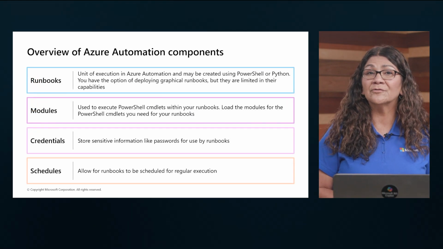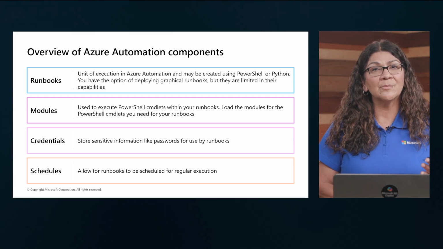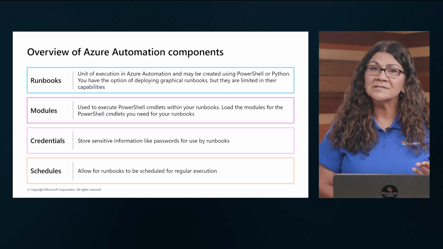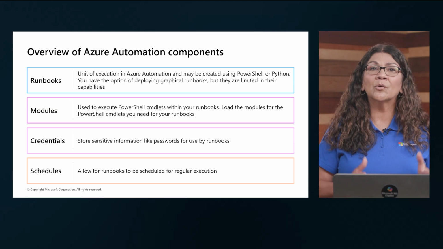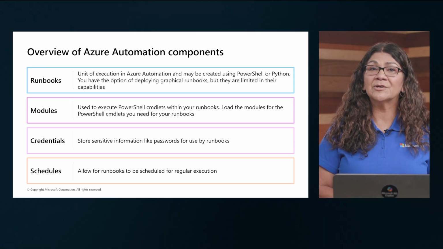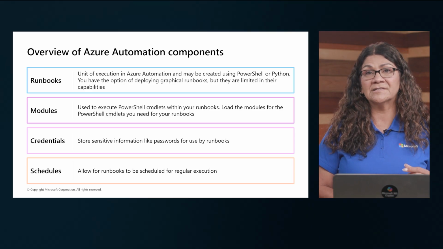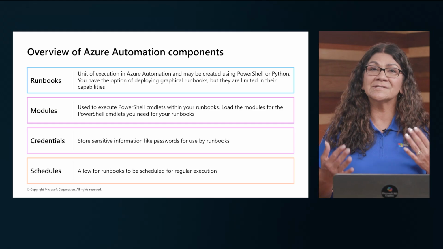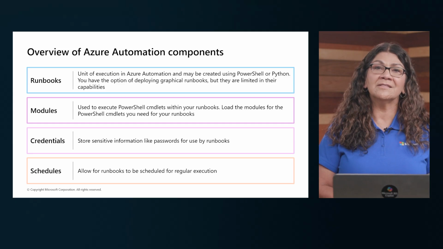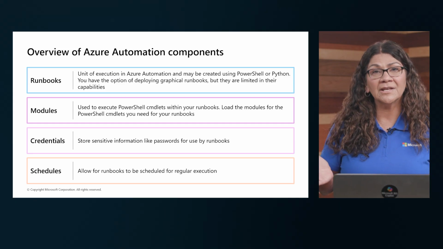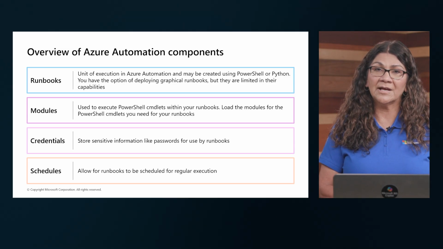Here we have outlined the 4 foundational elements that enable powerful and secure automation in Azure. We have runbooks, modules, credentials, and schedules. Runbooks are the core units of execution and can be created using PowerShell, Python, or graphical interfaces, with PowerShell being really the most common option for managing Azure SQL resources. They automate tasks like VM provisioning or database maintenance and improve consistency and reduce manual effort.